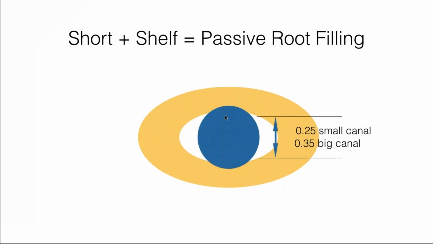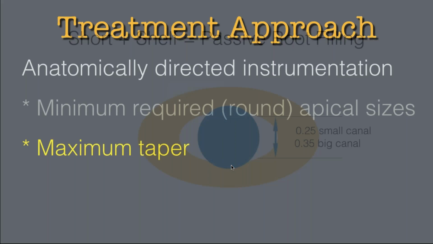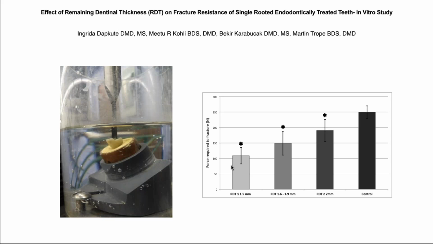So again, a small canal, 0.25, so we need to go to a 30. A big canal, 0.35, so we need to go to a 40 in order to get this seat for the gutta percha. Now, maximum taper, as I said, is 0.04. Here is a study again that doesn't need to be done, but it's important that it is done.